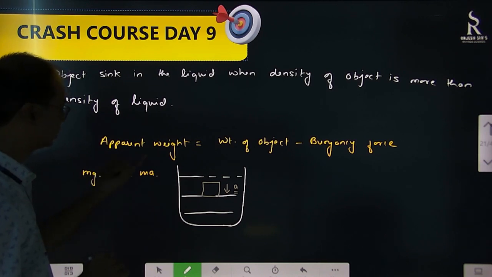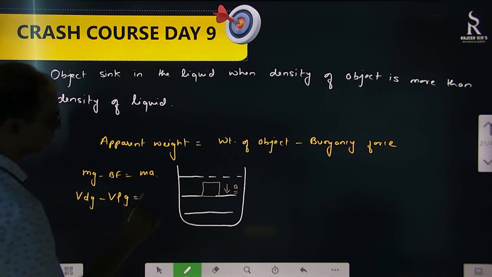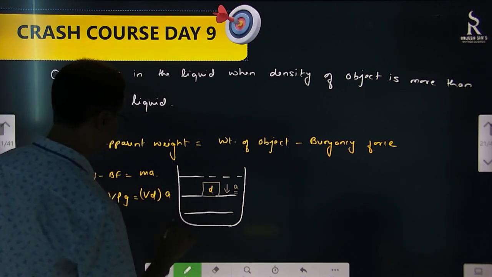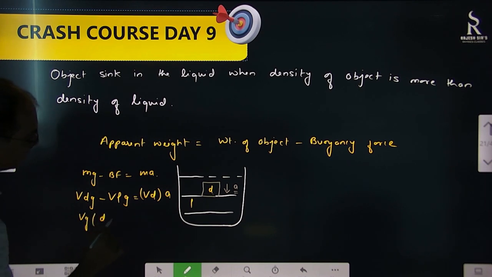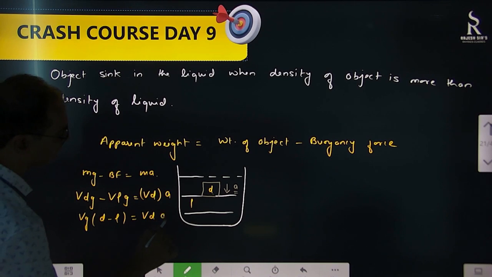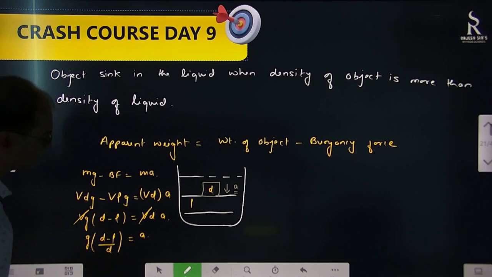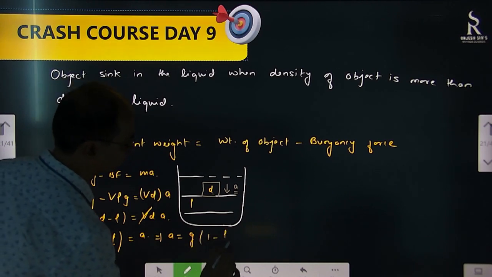Is it only the apparent weight? Yes. Okay, so mg means what? Volume into density into g, minus volume into density into g, equal to volume into density into acceleration. Density of the object is d, density of the liquid is rho. Here V and g we can take common. d minus rho equals d into a. V is cancelled. Now d you bring down. g times (d minus rho) by d equals acceleration. So acceleration is g into (1 minus rho by d).